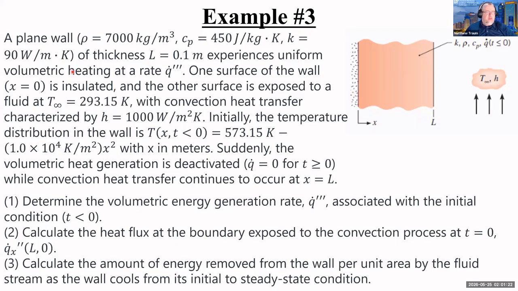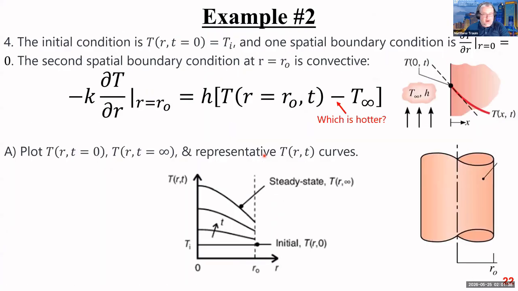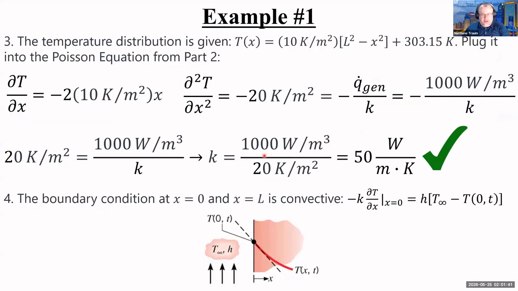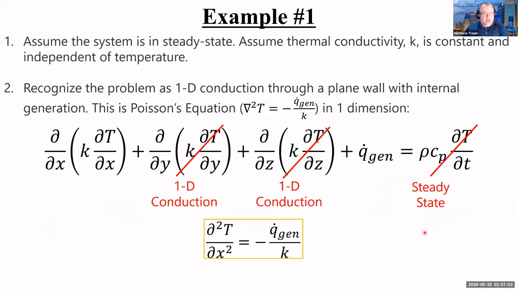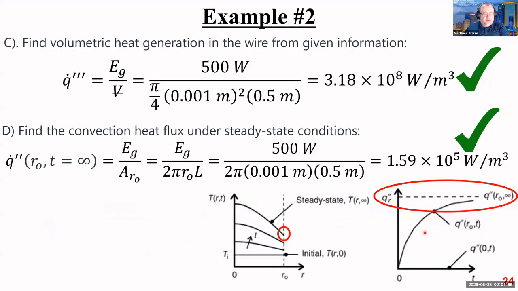Okay, so it experiences uniform volumetric heating at a rate of q dot triple prime. One surface of the wall, which is the x equals 0 surface, is insulated. And so we know something about insulated surfaces, right? That's one of our boundary conditions from before. Insulated surface, so just keep that in mind. That's probably going to come up in this problem. Boundary condition at the wall is that dT/dx is equal to 0. Okay, so we're given that piece of information.